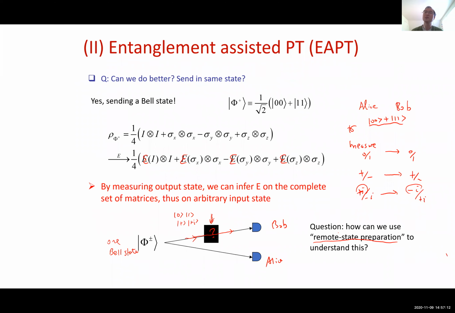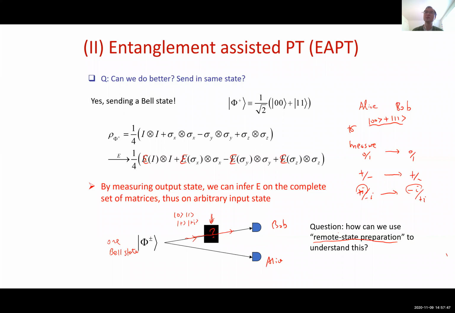Okay, does that make sense? By Alice measuring here, she is preparing different combinations of Bob's initial state that goes through the black box. Of course, they need to be working together. Alice needs to tell Bob what measurement outcome she has, right? But treating this as one observer, then they can do whatever they want. They can exchange their classical information.